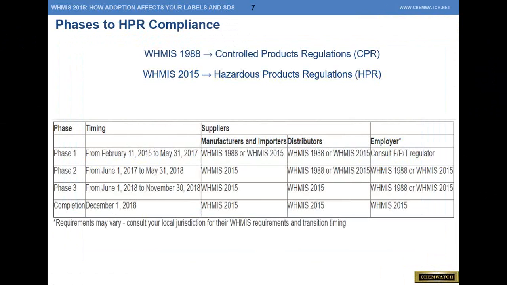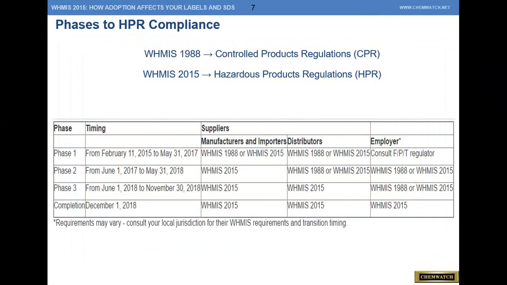So there are phases to moving to HPR compliance, or from WHMIS 1988 to WHMIS 2015. The transition phases cover three categories: manufacturers and importers, distributors, and employers. Up to this coming May, the end of next month, manufacturers and distributors, commonly categorized as suppliers, can use either CPR or HPR to stay compliant with either WHMIS 1988 or WHMIS 2015. But starting this June, manufacturers and importers, you must be compliant with WHMIS 2015.